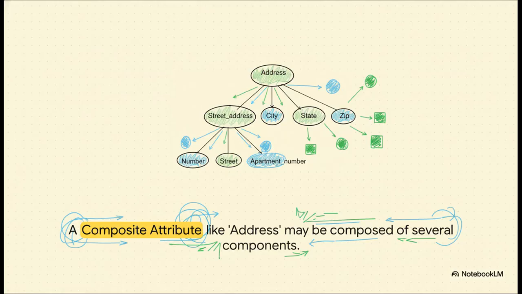Well, this is how. It uses something called a composite attribute. See how the main address oval actually branches out into smaller ovals for the street, city, and state? It's a really clever way to keep related pieces of info grouped together under one main idea. And ERDs have other tricks up their sleeve too.